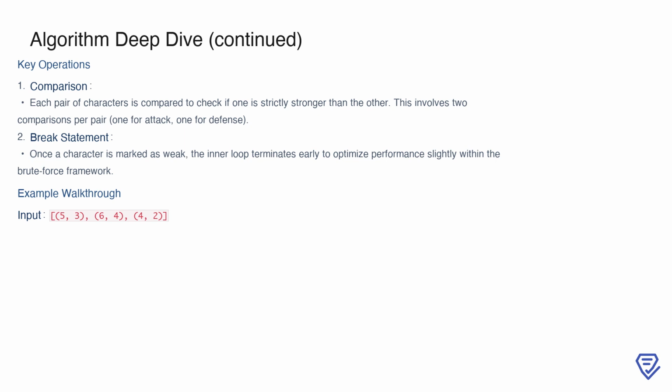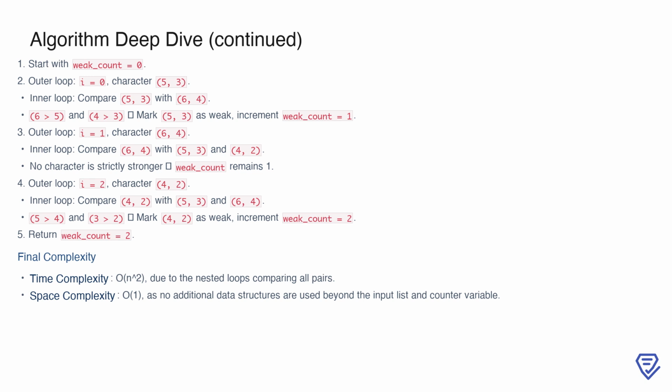To better understand how the algorithm works, let's consider an example. Suppose the input list is [5, 3], [6, 4], [4, 2]. We'll walk through the algorithm step by step to see how weak characters are identified and counted. We begin by initializing weak_count to 0. In the first iteration of the outer loop, i is 0, so the current character is [5, 3]. We compare it with [6, 4] in the inner loop. Since 6 > 5 and 4 > 3, [5, 3] is marked as weak, and we increment weak_count to 1.